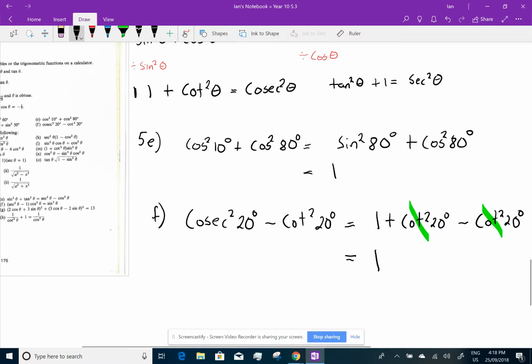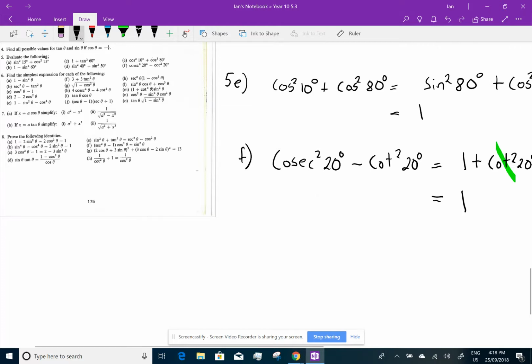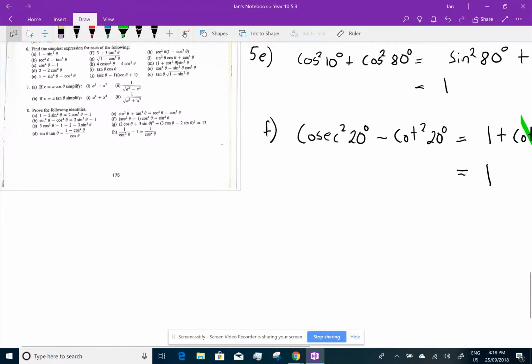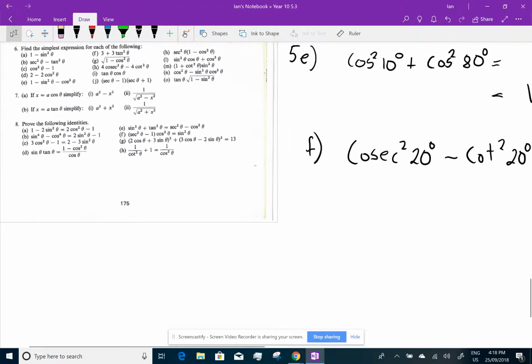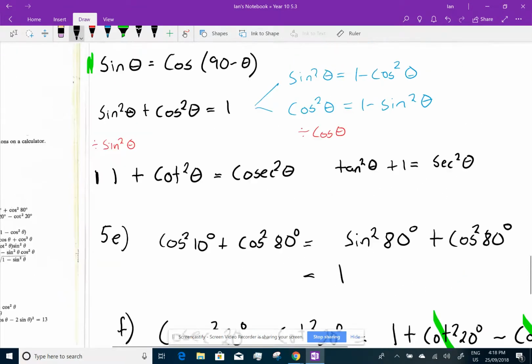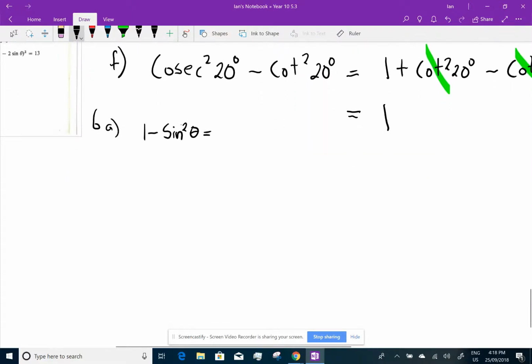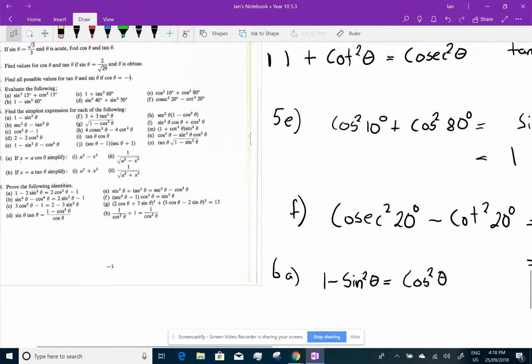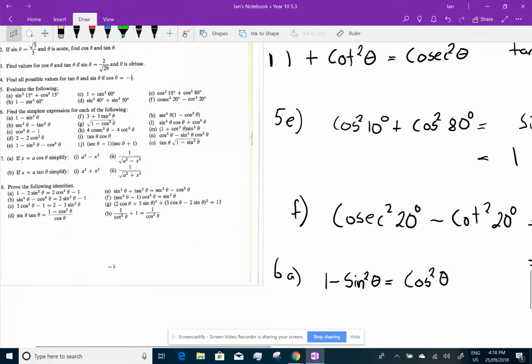Now, let's have a look at 6. We'll start with an easy one. 1 minus sine squared theta. Well, we've already written that. 1 minus sine squared is cos squared. So cos squared theta is 6a. Let's have a look at another one. I'm not going to do all of them, but you can have a go at them.